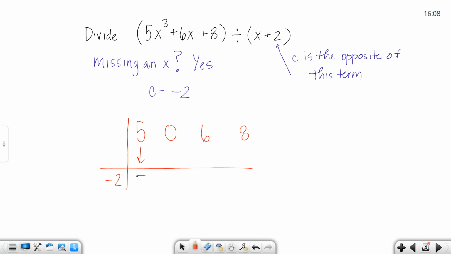I bring down my first one, and then I multiply and add, and multiply and add, and multiply and add. So this would give me a negative 10 in this position. Add those up. 0 plus negative 10 is negative 10. Negative 2 times negative 10 gives me 20. Add those up. Negative 2 times 26 gives me a negative 52. I think that gives me a negative 44.